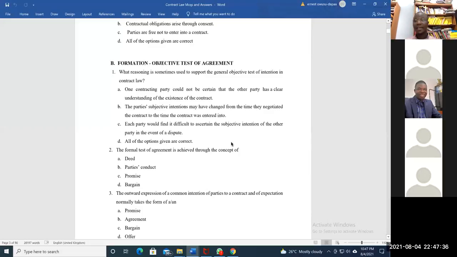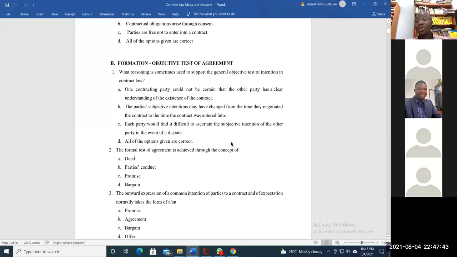Sorry about this, connectivity problem again. Sometimes MTN is very unreliable, but there's nothing we can do. We just have to keep managing.